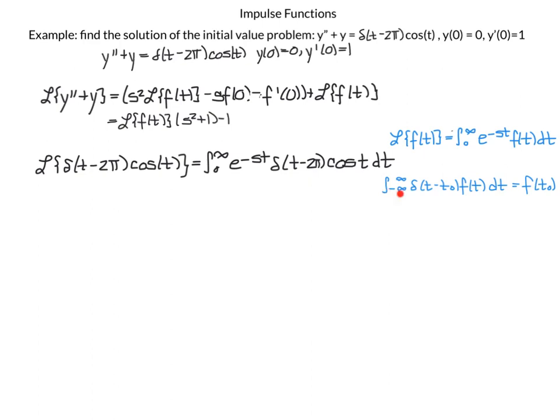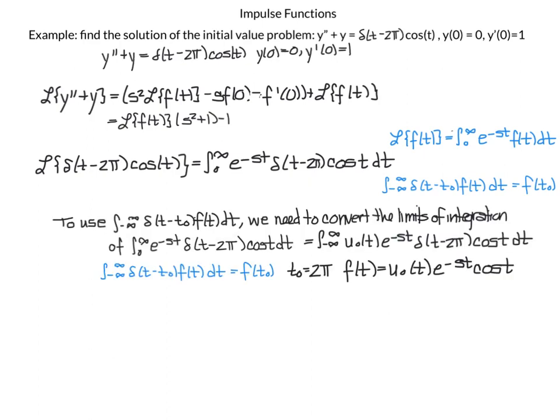So when you integrate from negative infinity to infinity the Dirac delta of t minus t naught, some function f of t dt, remember the Dirac delta is 0 everywhere except at t naught, and at t naught it's equal to 1. So this integral is essentially just going to give you f of t naught. And again, we're using this because it looks incredibly similar to this integral for the Laplace transformation. So I've kept this formula here, but I'm just going to write it out here. And to make it look more like this form, we need to convert the limits of integration.